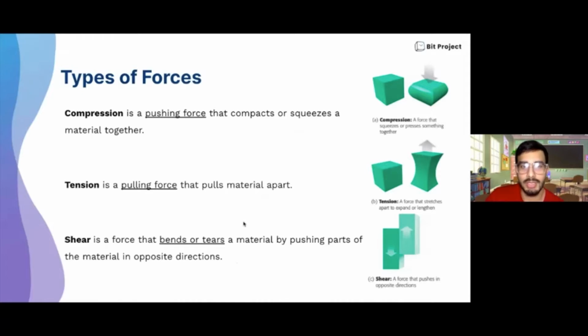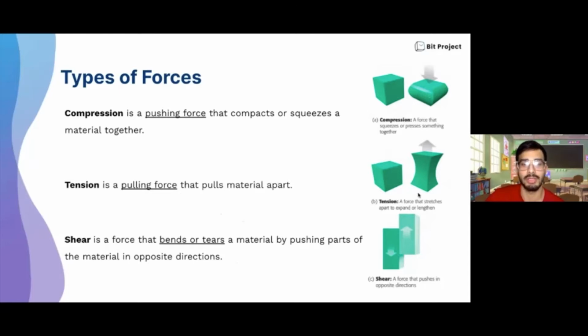So going into detail, again, we said that compression is a pushing force that compacts or squeezes a material. So you see this box gets squished down. That's what's called compression. Tension is the opposite of compression, and that's a pulling force, which you see as the box becomes stretched out. So that's tension.